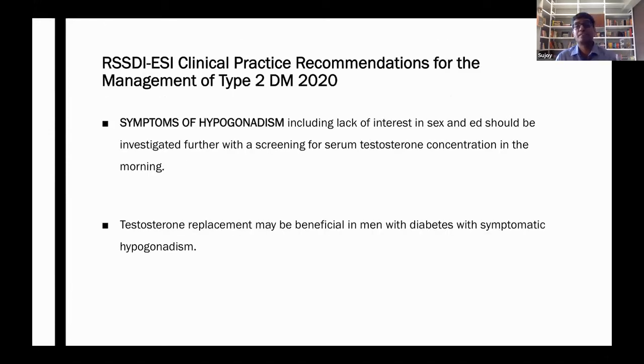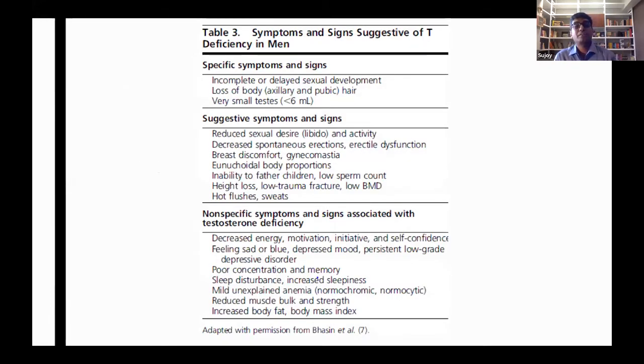If you look at the RSSDI ESI clinical practice recommendations that got published in January of this year, it talks about doing the test if you have symptoms of hypogonadism, and it talks about testosterone replacement therapy. I think Mithun was part of this group. It may be beneficial in men with diabetes with symptomatic hypogonadism. So this is just a table from an article of Dr. Shailendra Vasin to tell you again about the symptoms and signs of hypogonadism and possible low testosterone levels. I'm not going to bore you with that.